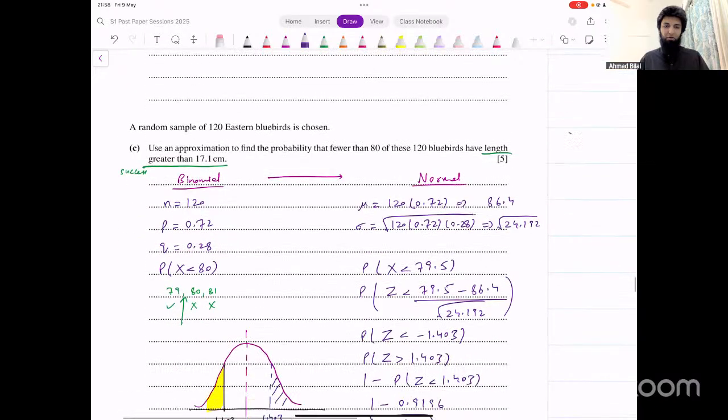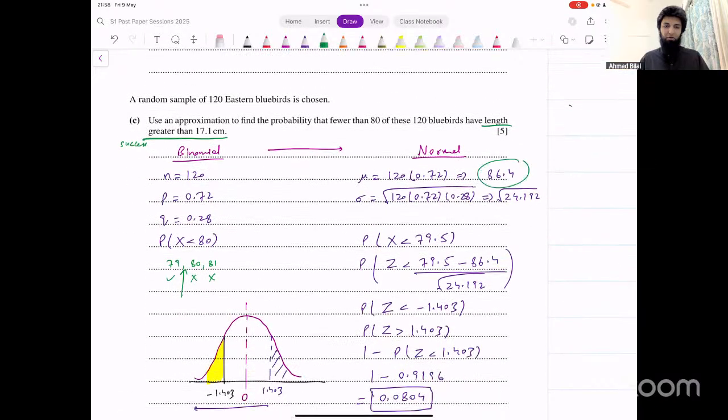And for the mean, is one decimal place enough here? It was only enough because it was an exact value, 86.4. That was an exact value, so that's why we just used 86.4. Otherwise, we should have used more accuracy there.